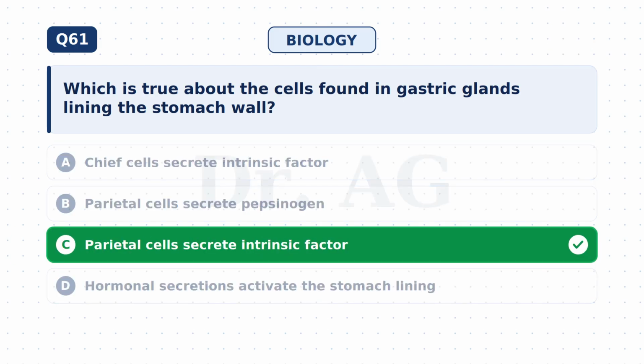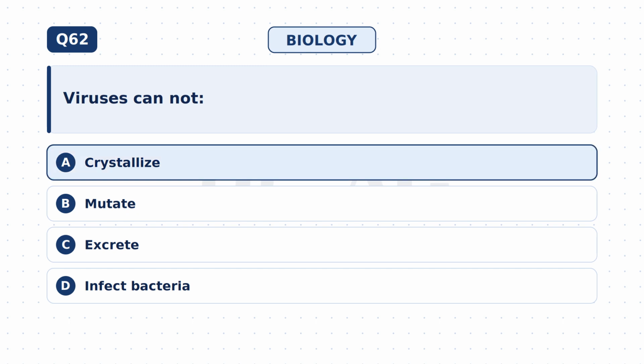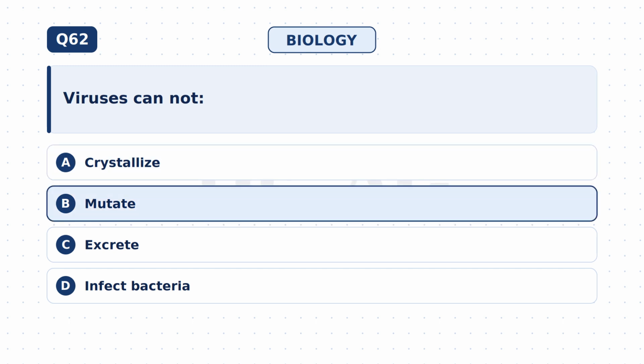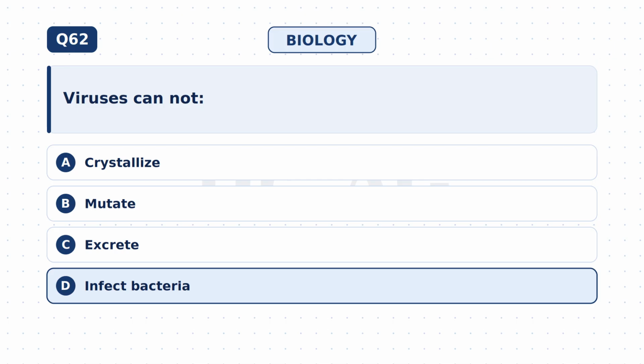The correct answer is C. Parietal cells secrete intrinsic factor. Question 62. Viruses cannot. Option A. Crystallize. Option B. Mutate. Option C. Excrete. Option D. Infect bacteria.